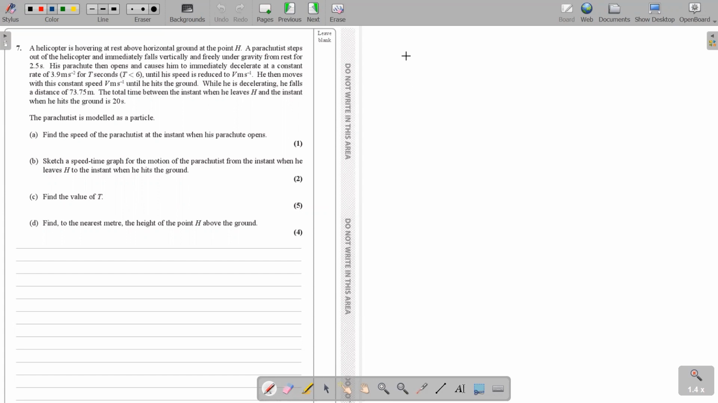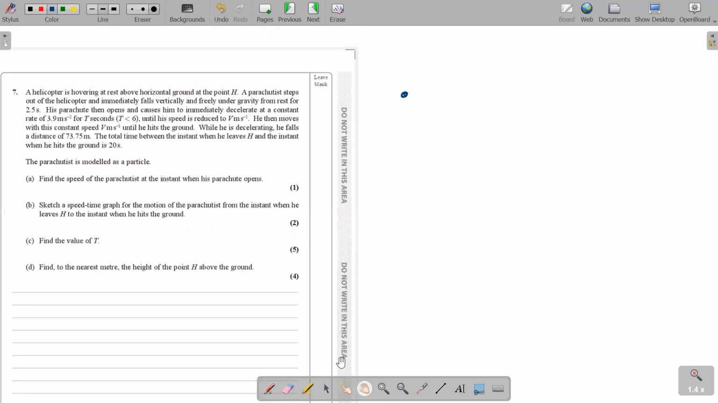So what I'll do here is that this is the helicopter, and this is the parachutist. We'll start at the very top. This is the place where he is jumping out. So the initial velocity is 0, isn't it? So what happens? He's falling freely for how many seconds?